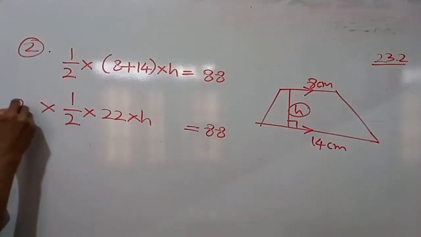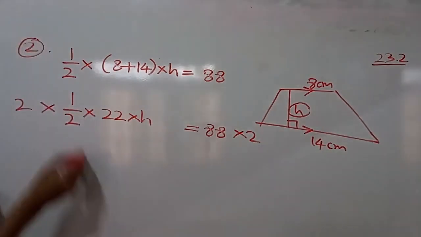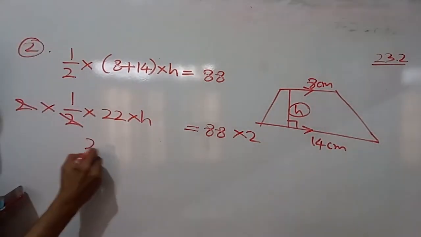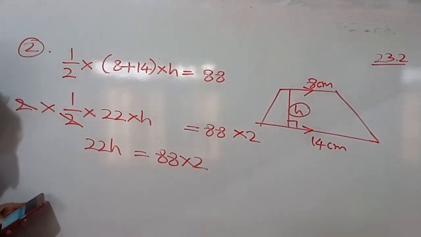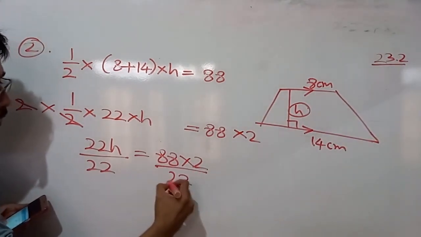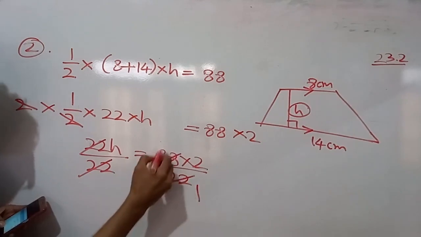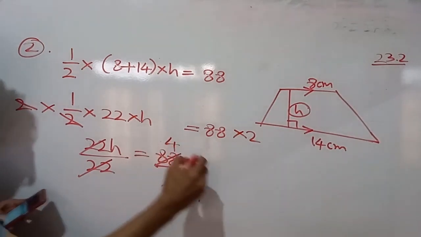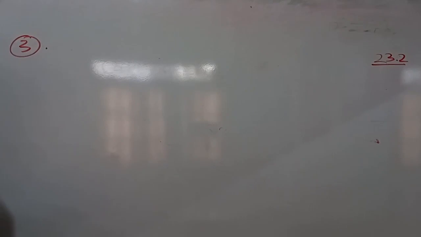Now I will multiply this by 2. So I have to do the same thing to the other side. So I can cancel out the 2. So 22h, that is equal to 88 times 2. Now I will divide this side by 22. Do the same thing to the other side. So we can cancel out the 22. 22 times 1, 22 times 4. 4 times 2 is 8 centimeters.